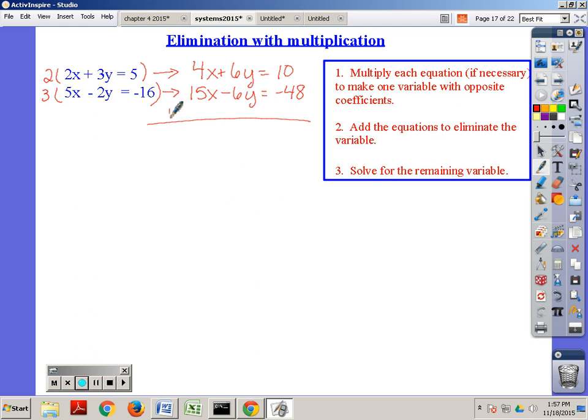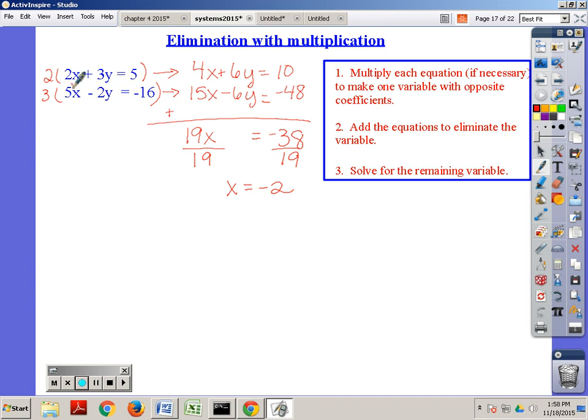So let's do that. Let's add 4x plus 15x, 19x. My y's are eliminated, and we're left with negative 38 on this side. So we have 19x equals negative 38. Let's solve for x. So x equals negative 2.